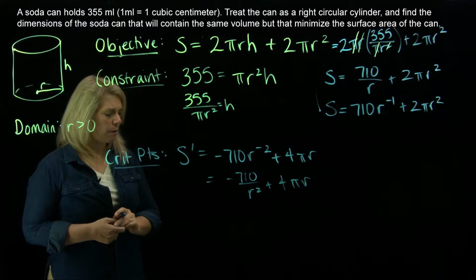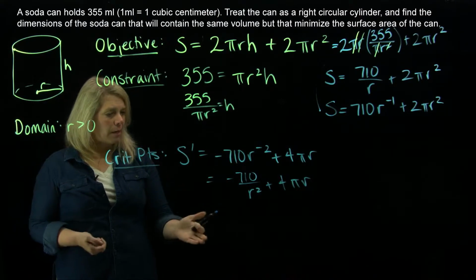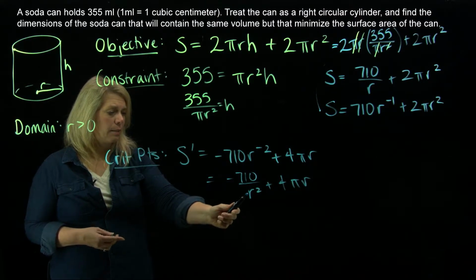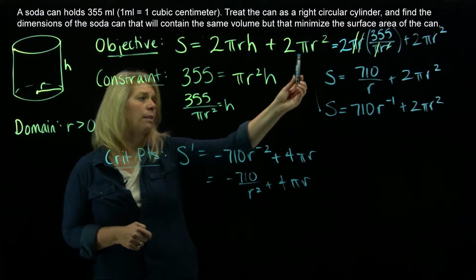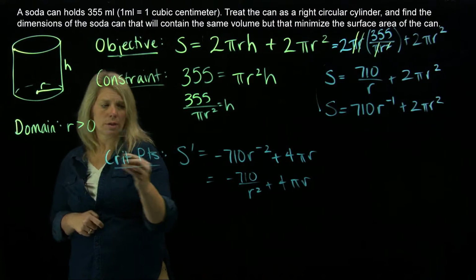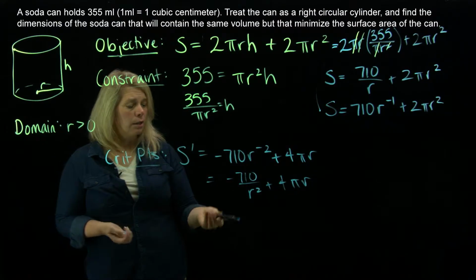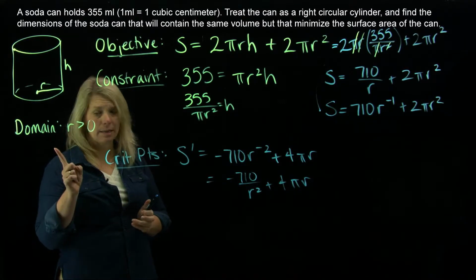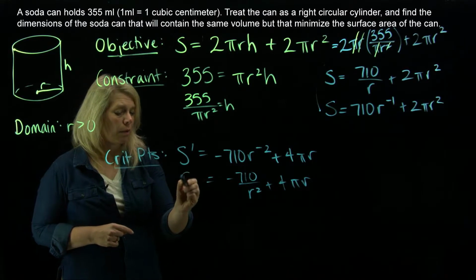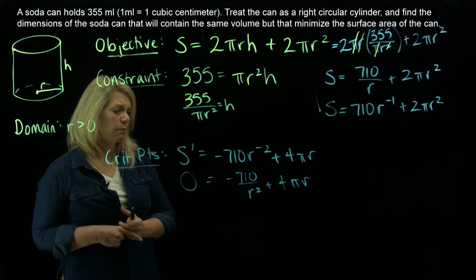Okay, so there's my derivative. We might notice that that derivative does not exist when r is equal to 0. r equals 0 was actually not in the domain of the original function, though, so that's not technically a critical point. So on this one, really thinking about finding the critical points that make sense in the problem, we're looking for where this derivative is equal to 0.